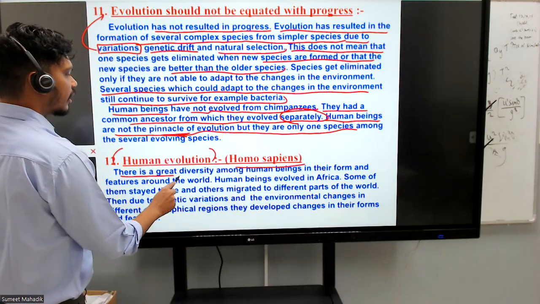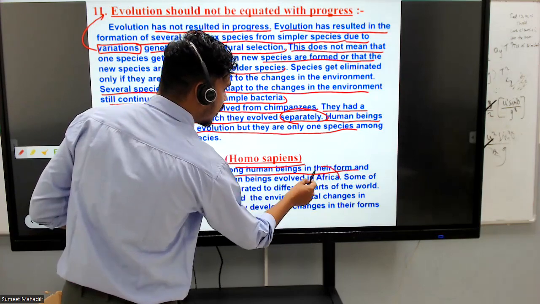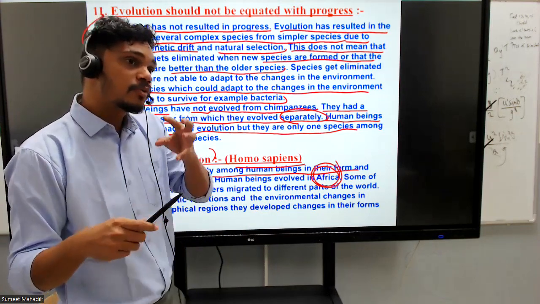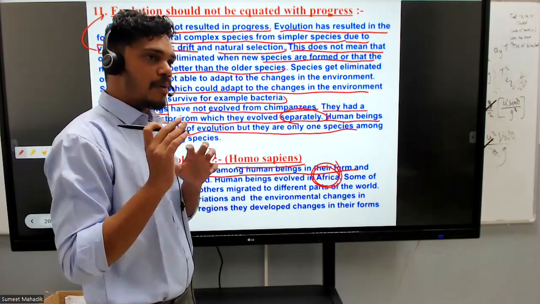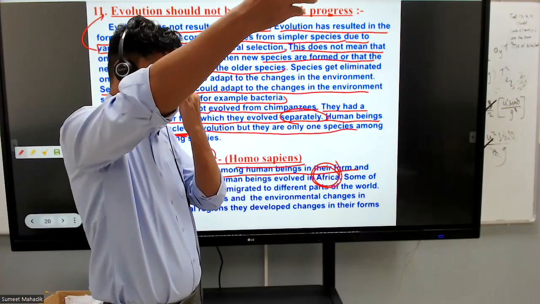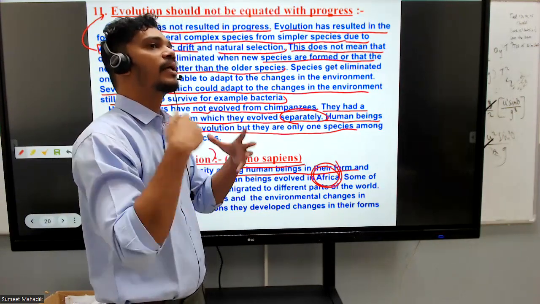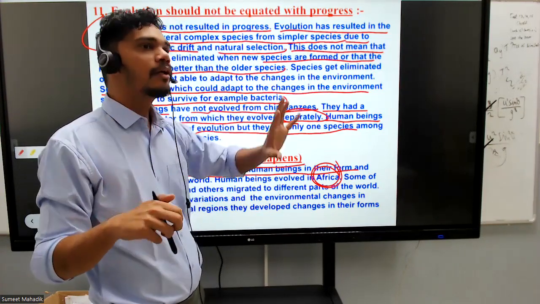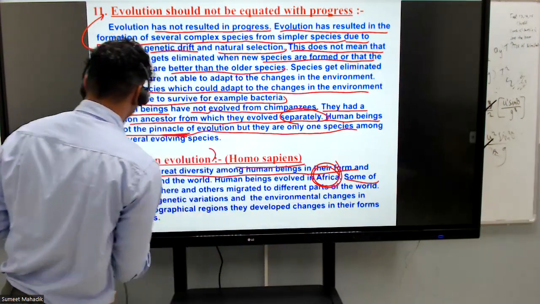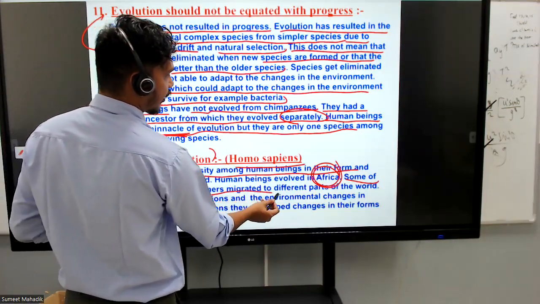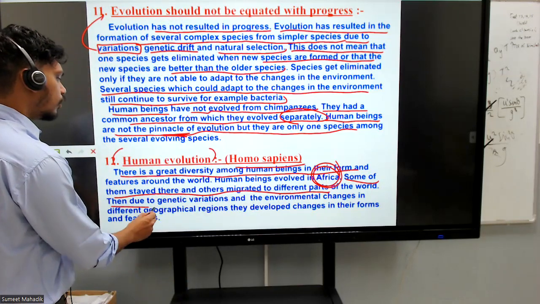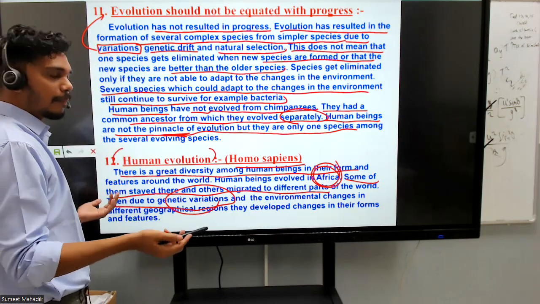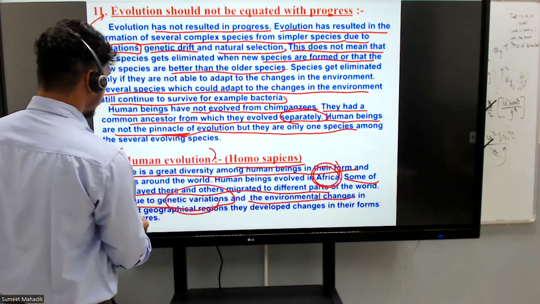Homo sapiens are there. There is great diversity among human beings in their form. We originated from Africa. So are we African? We are not African right now because we are staying in some other area. From Africa, some people went to India, some went to the desert part, some went to China, where you can see the eyes are different. According to the environment, everything changes. Some stayed there and others migrated to different parts of the world. Due to genetic variation continuing from generation to generation, there are changes in appearance and environment in the different geographical areas.